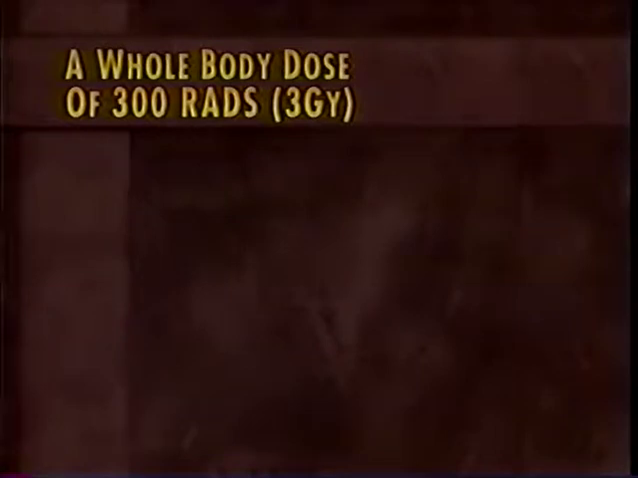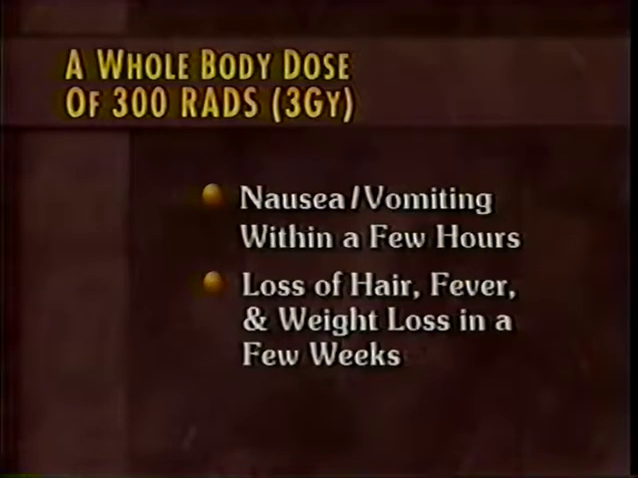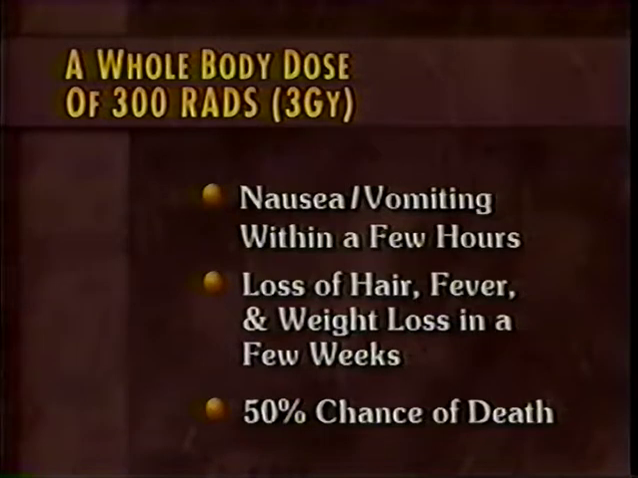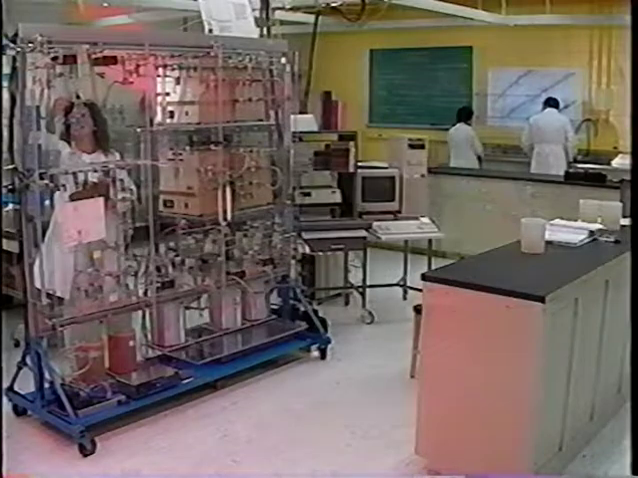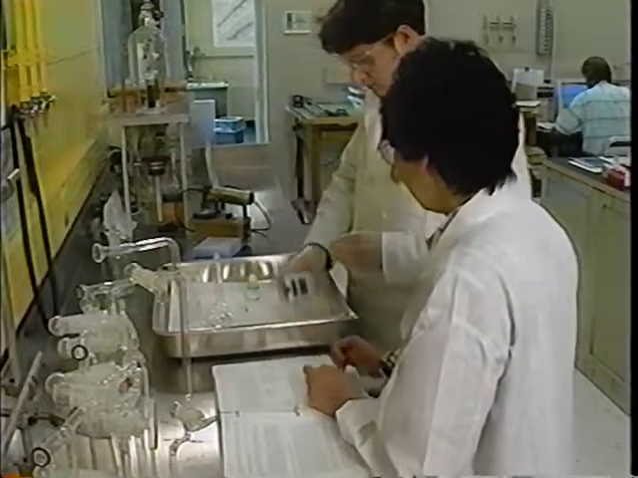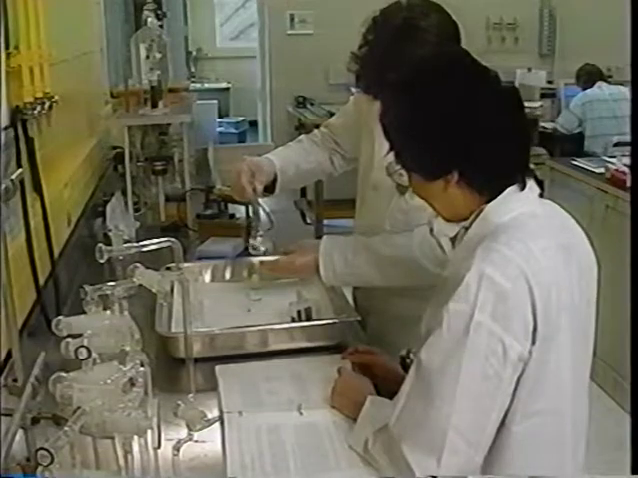For example, a whole body dose of 300 rads, which is 60 times the annual occupational limit, would cause nausea and vomiting within a few hours. Loss of hair, fever, and weight loss would occur in a few weeks, with about a 50% chance of death. However, these effects would not occur if the 300 rads were accumulated gradually over many years. Obviously, early effects are not a concern for occupational workers in facilities complying with regulatory agency regulations, as the doses that cause these effects are far above the regulatory agency's occupational limits.